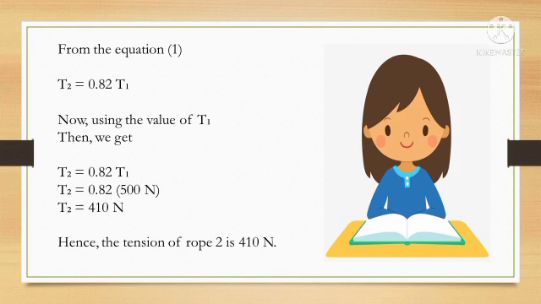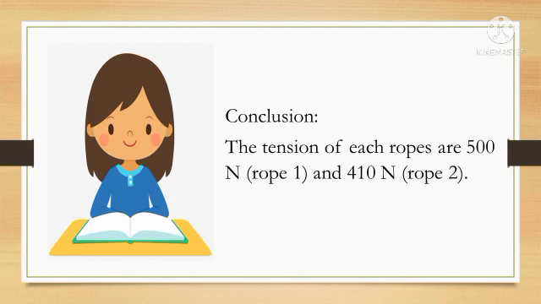Substitute 500 Newton to T sub 1 and the equation will be T sub 2 equals 0.82 times 500 Newton. The result is 410 Newton. So, the tension of rope 2 is 410 Newton. To conclude, the tension of each rope is 500 Newton for rope 1 and 410 Newton for rope 2.